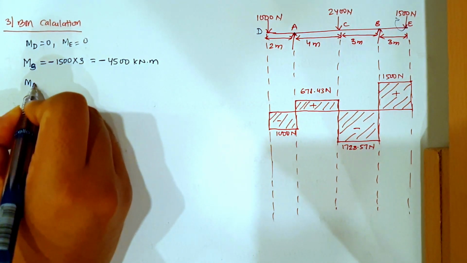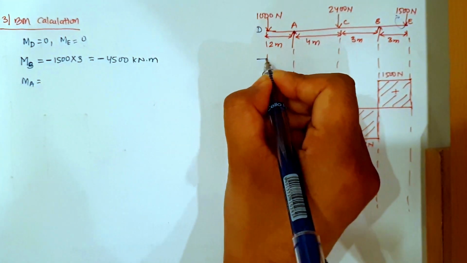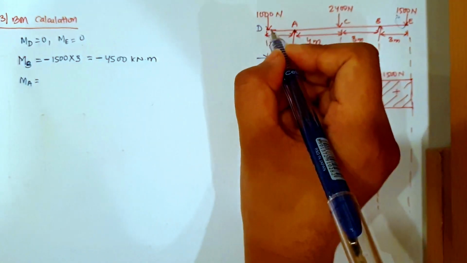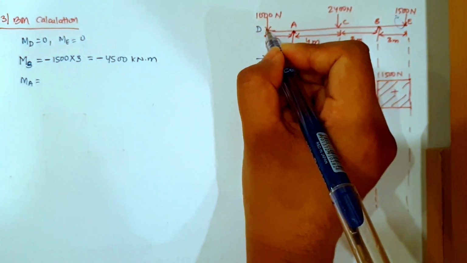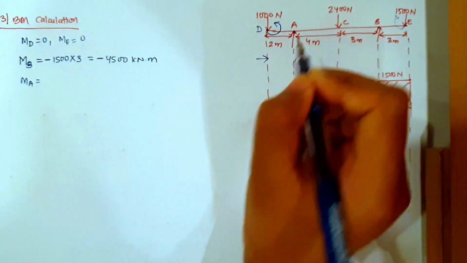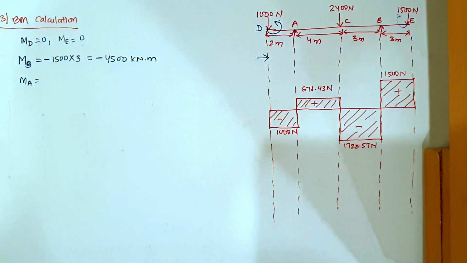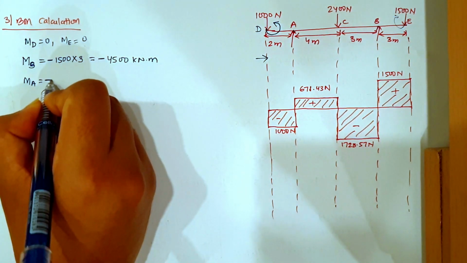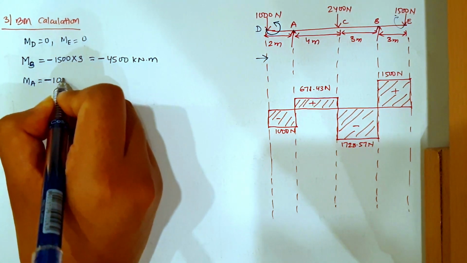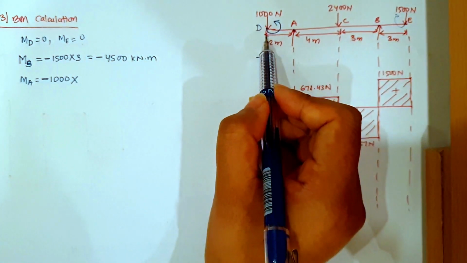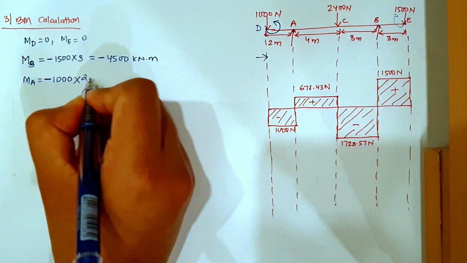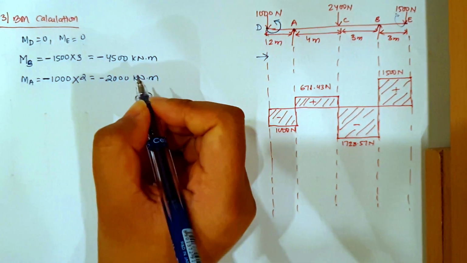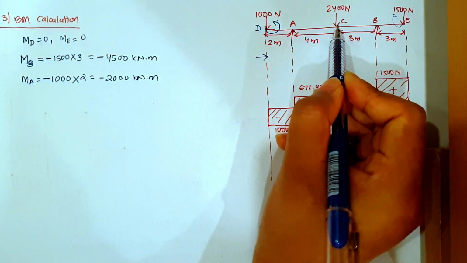Now similarly, let's find the moment at point A. I'm going from left to right, and I'm considering it to be simply supported. Now the force towards A will go in a clockwise direction. Clockwise direction from the left hand side will be taken as negative, so it will be negative 1000 into the distance from D to A, which is 2 meters, so it will be minus 2000 kilonewton meter.